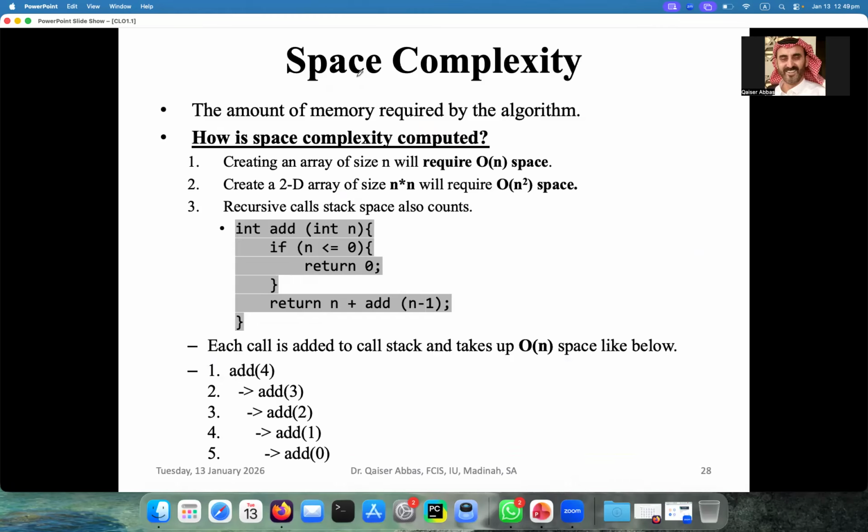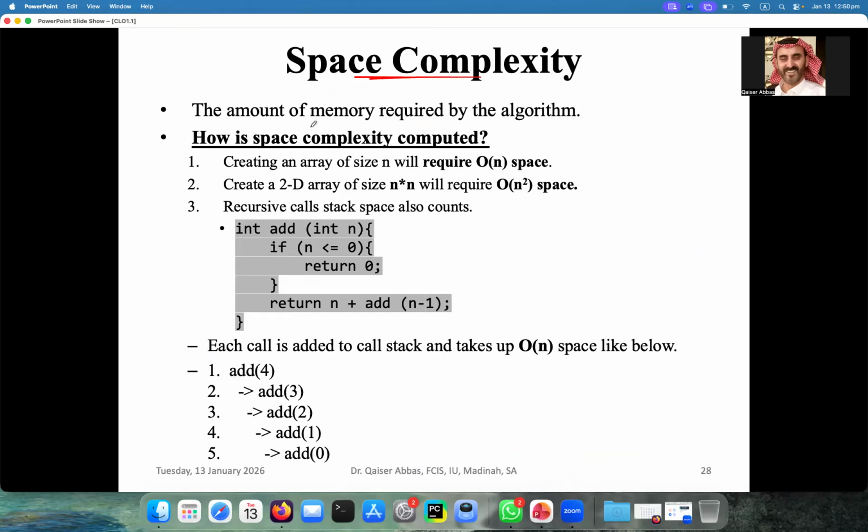Space complexity. By the way, calculation of space complexity is also similar to time complexity, but some rules are different. You will see. So space complexity means we have to count the memory that the algorithm is taking. So what amount of memory the algorithm is taking, we have to count that, and that is called space complexity.